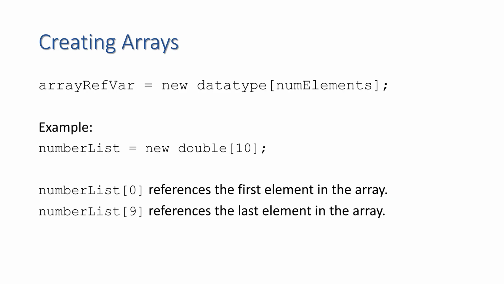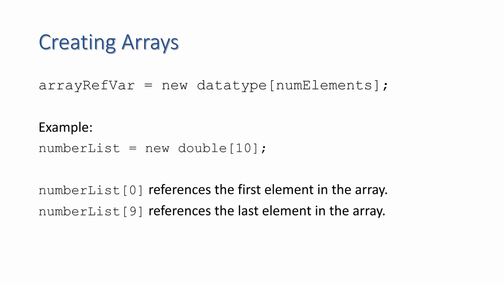Once an array reference variable has been defined, then it can reference an array. To create an instance of an array in memory, the new keyword followed by the data type and the number of elements in brackets must be used. In the example, an instance of a 10-element array of doubles is created, and number list references it.